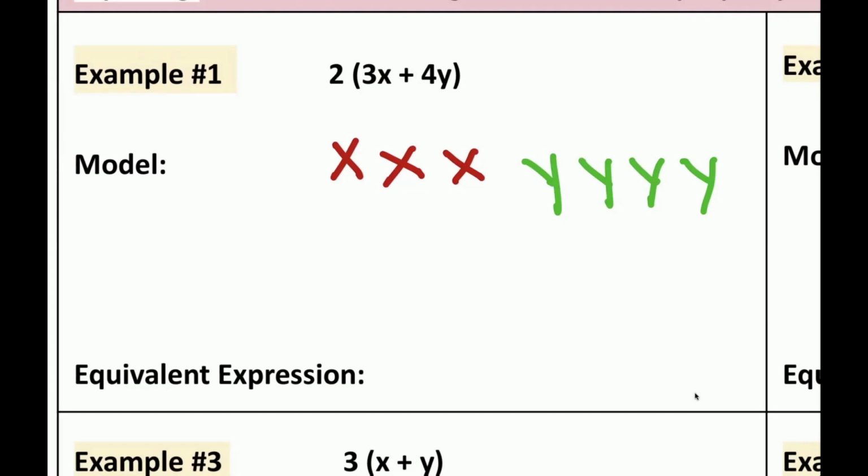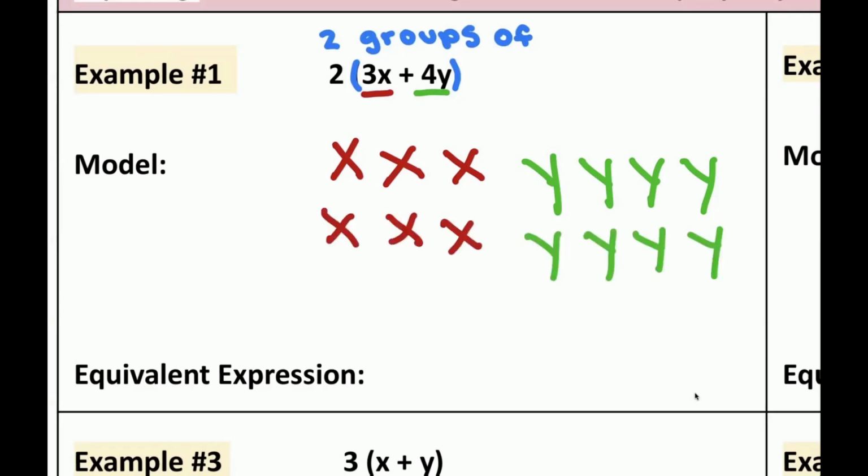And then the number on the outside of the parentheses, the 2, tells us how many groups there are of the inside of the parentheses. So in this example, we have 2 groups of 3x plus 4y. We already wrote it one time, but since the 2 is on the outside of the parentheses, I'm going to write it again. And then I have a total of 6x plus 8y. Go ahead and try example number 2 on your own, then come back to the video.